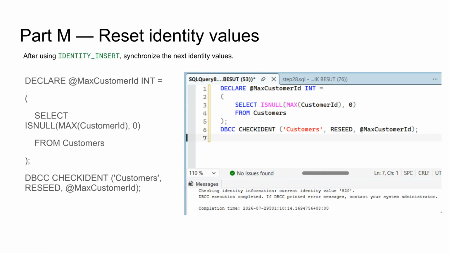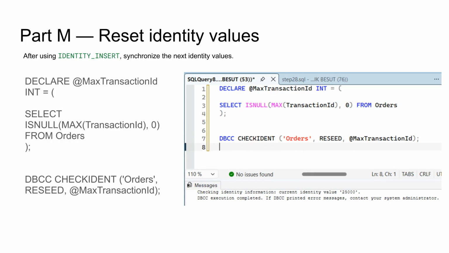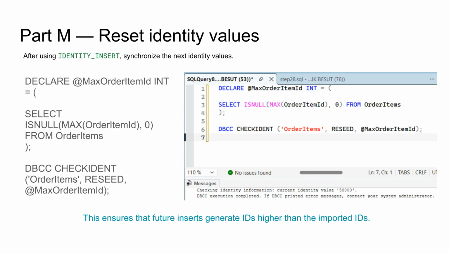Next, we perform a similar operation for the customers table. This ensures that new customer records will receive the correct subsequent ID numbers. We repeat this process for the orders table to synchronize its transaction IDs, keeping our database keys consistent after the bulk import. Finally, we reset the identity values for the order items table. This sequence ensures that all future inserts will generate IDs higher than those already imported.